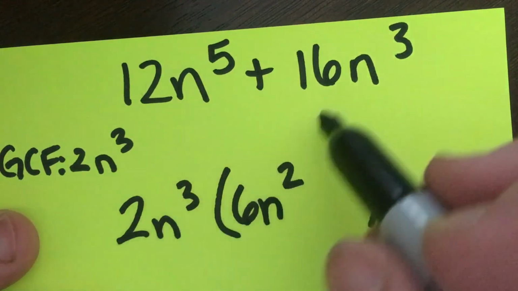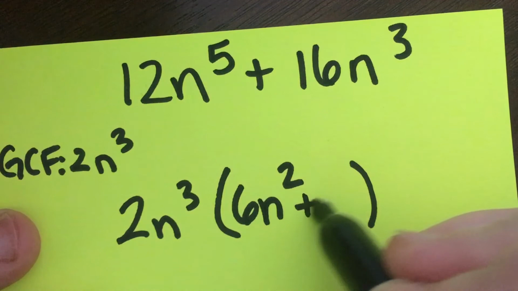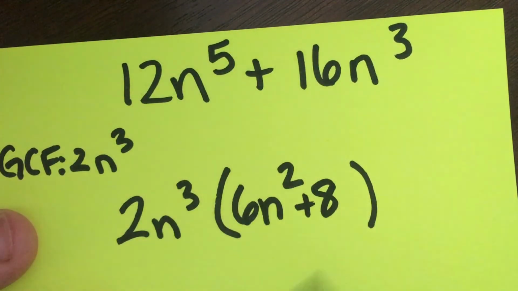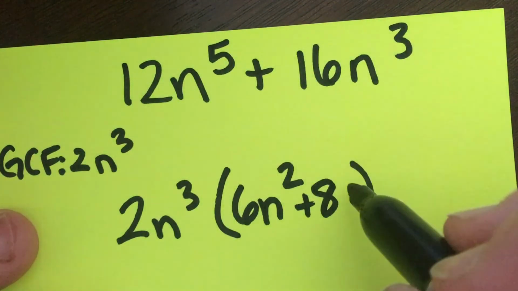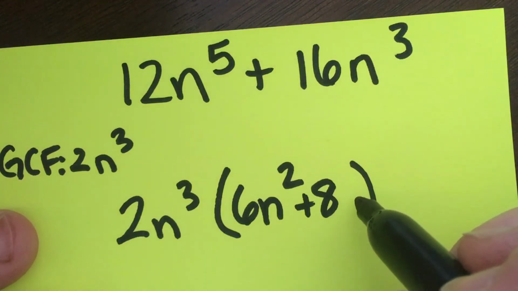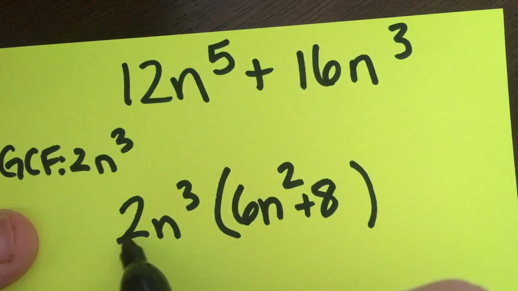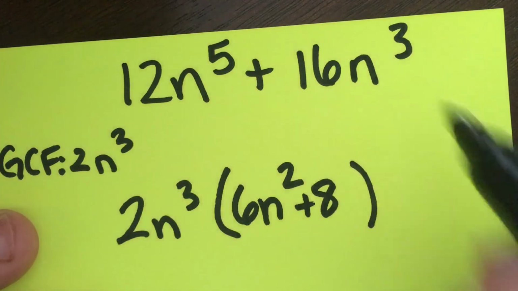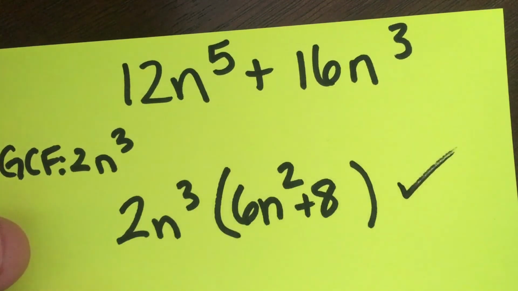And then 16 divided by 2 is 8. Everything was positive, and I was not factoring out a negative. And then n cubed divided by n cubed actually is just 1. So if I double check that, 2n cubed times 8 should get me 16n cubed, and this is fully factored.